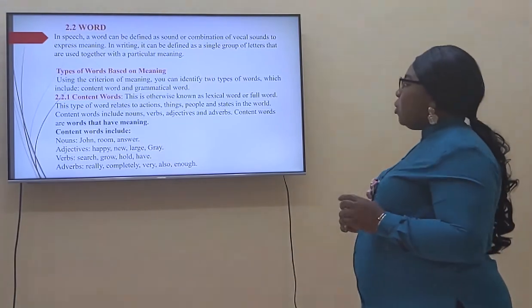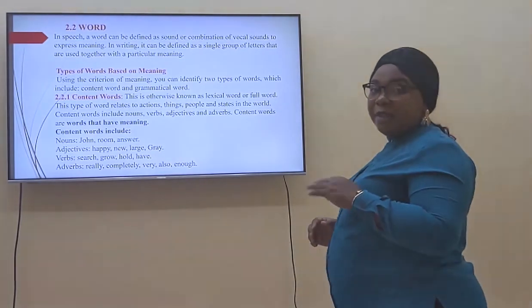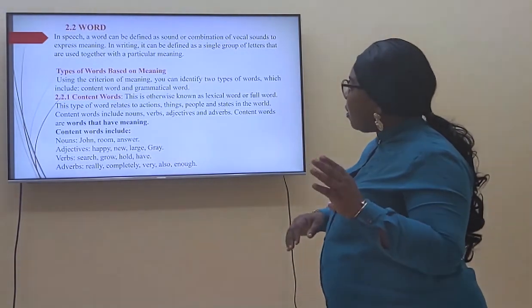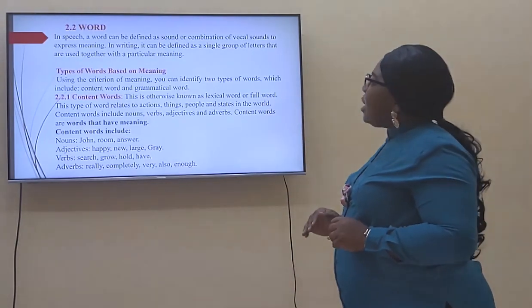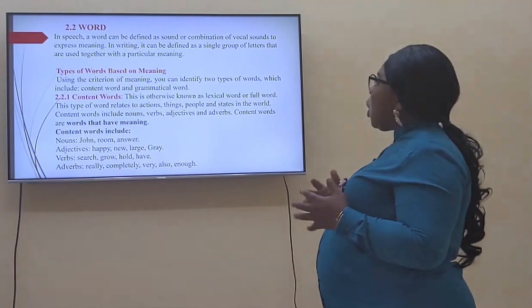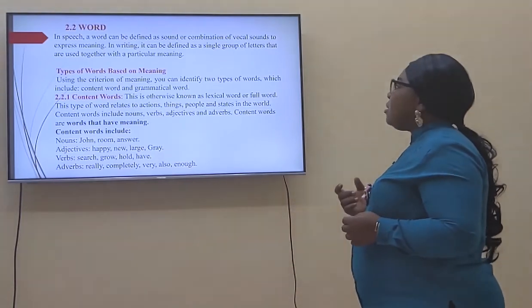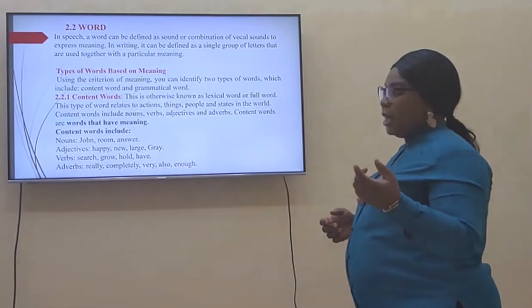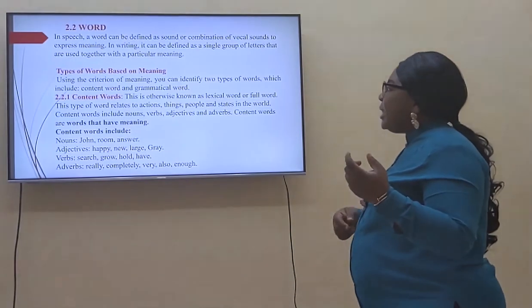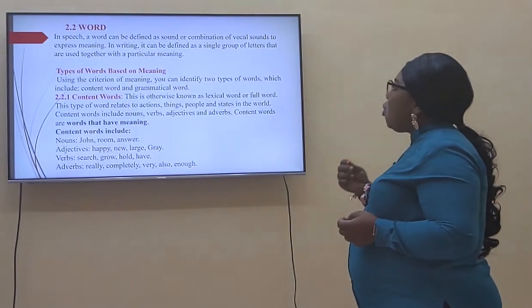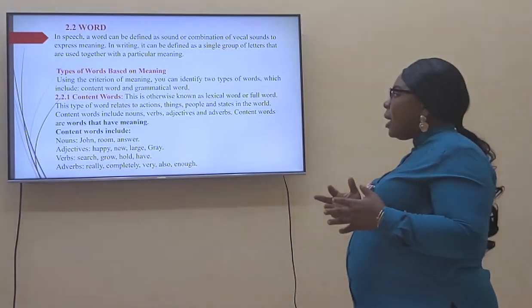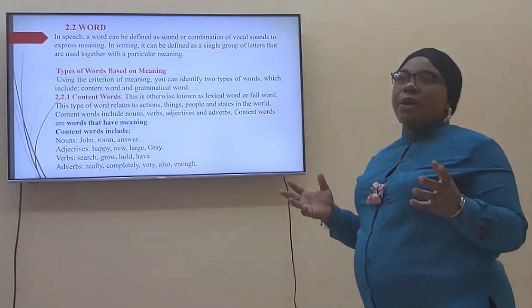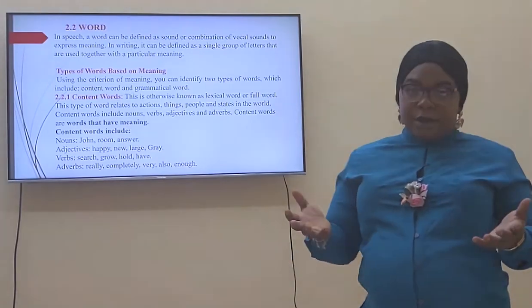Now, moving on. Remember we're doing hierarchical units of English, so we've talked about the other one. The next one is the word. In speech, a word can be defined as a sound or combination of vocal sounds to express meaning. In writing, it can be defined as a single group of letters that are used together with a particular meaning. Of course, everything that we say in the English language is a word.